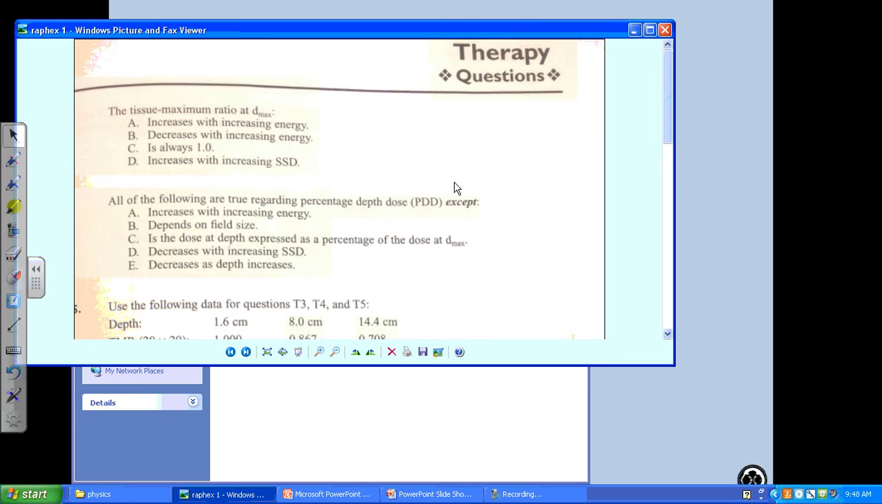Does it increase with increasing energy? Not if it's always one. Decreases, no, not if it's always one. Increase, obviously not. Okay, all of the following are true. This is for you, John.